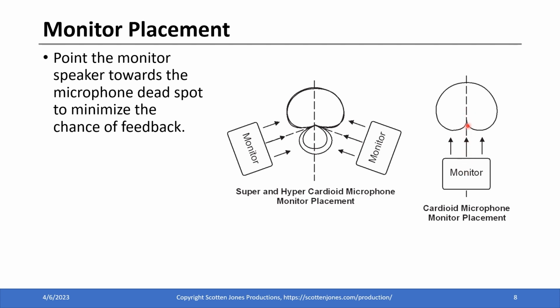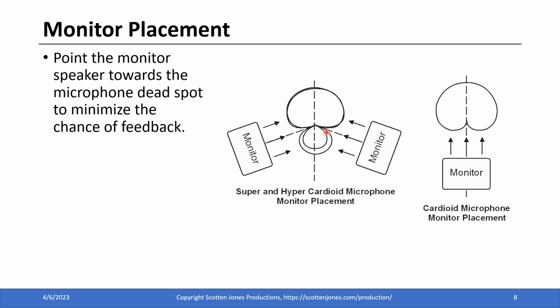And a lot of people don't understand this. Everybody's used to monitors being behind microphones, and they think that's how it should always be. But that's only true for a cardioid mic. If you have a super or hypercardioid mic, you've got this little lobe in the back. If you put the monitor here, it's going to go into that lobe. You don't want to do that. You want it to go somewhere where it's not going to get picked up. So you put it over here where it's aimed into the dead spot over here.